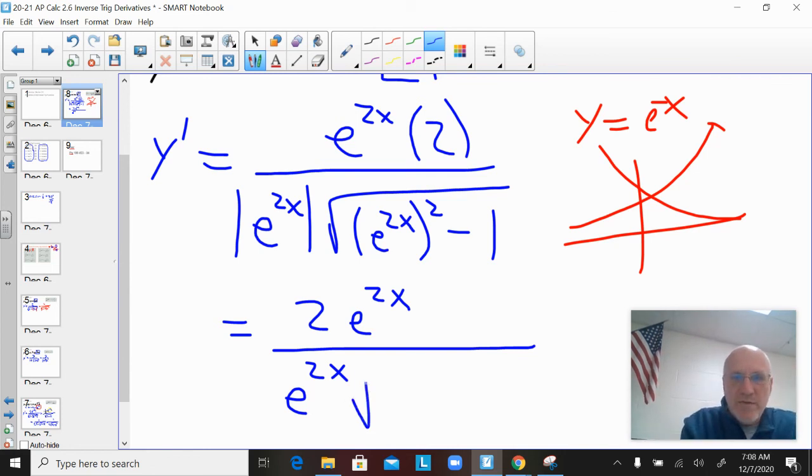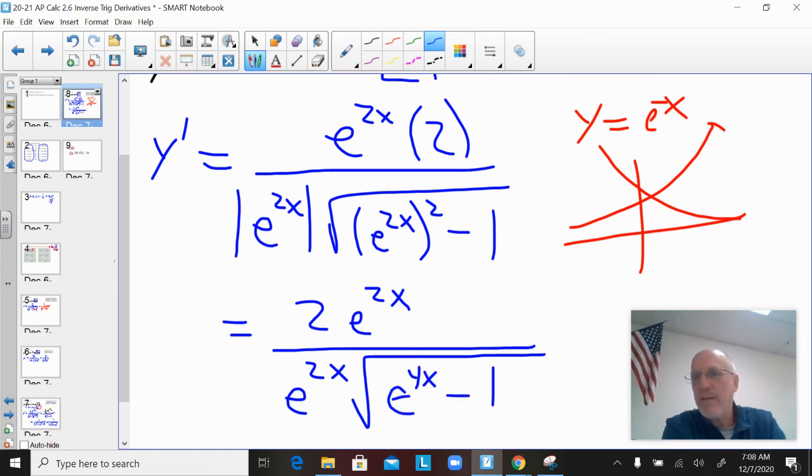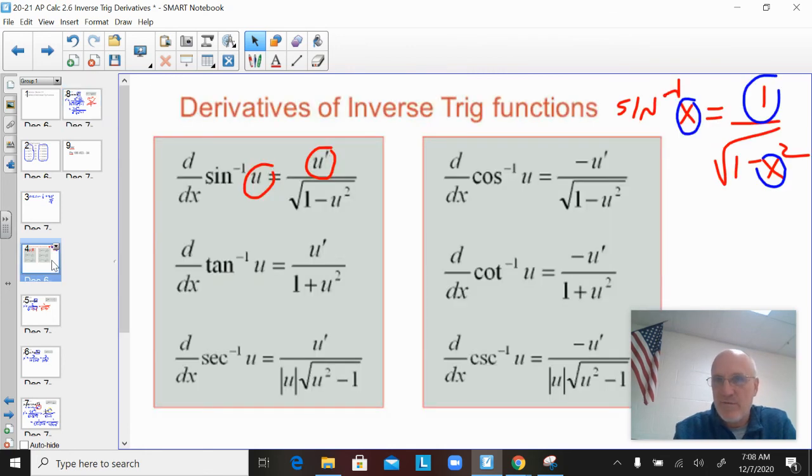And then as far as what this square root might look like, e to the 2x squared. When I raise a power to a power, I'm multiplying exponents. So I see this as e to the 4x minus 1. So that's how that one might look cleaned up. So that's it. It's just being comfortable with, or being aware of and starting to get comfortable with, these 6 inverse trig derivatives.